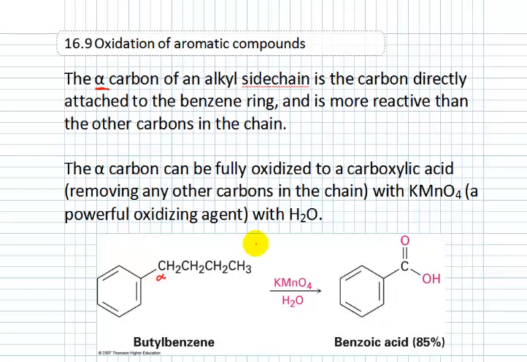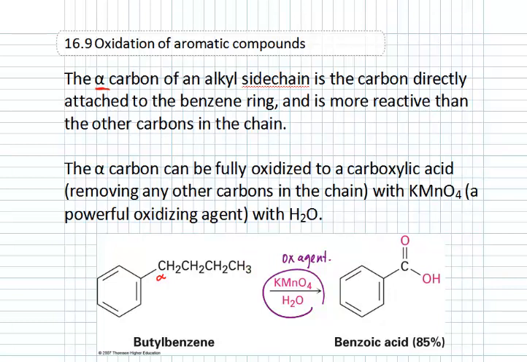If we react some sort of aromatic alkane, or an alkyl benzene, let's call it like that. This is butyl benzene. If I react that with a strong oxidizing agent, like potassium permanganate, along with water, has to be aqueous, the alpha carbon can be fully oxidized. So when a carbon is oxidized to its greatest oxidation state, that means it has as many carbon-oxygen bonds as are possible on that carbon. So all of the hydrogens get replaced, any further carbons along the chain get removed.